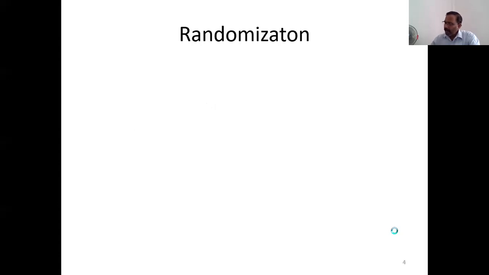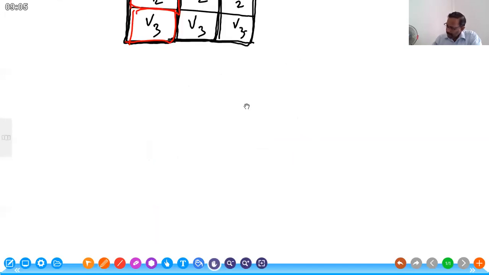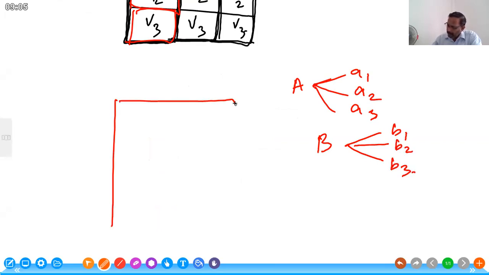Right. Now, before I give the randomization process using the slide, I will give an example. Let's say factor A, we have 3 levels, A1, A2, A3. Factor B, we have again 3, let's say B1, B2, B3 as an example, right? Now I have one setup here.